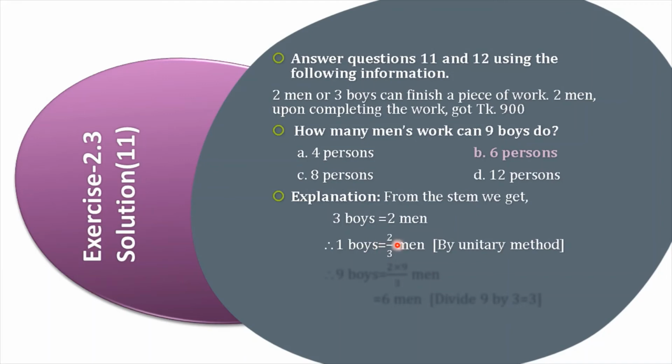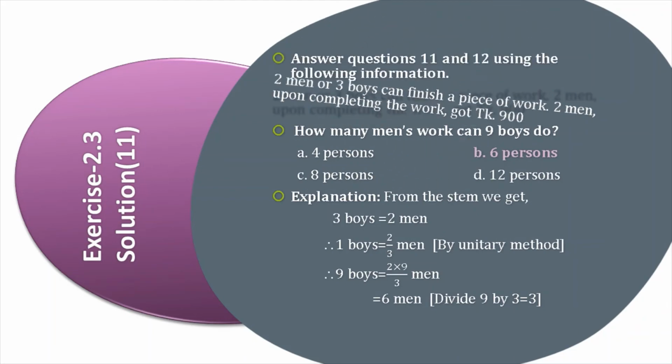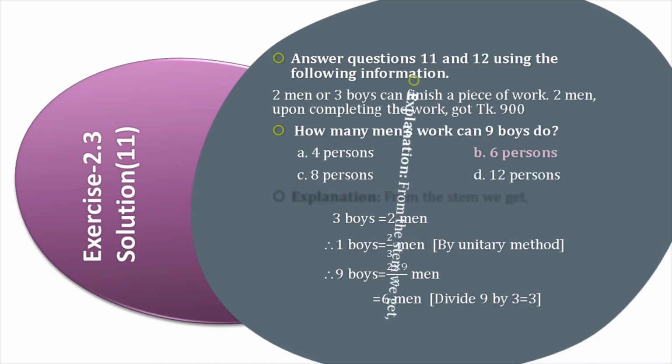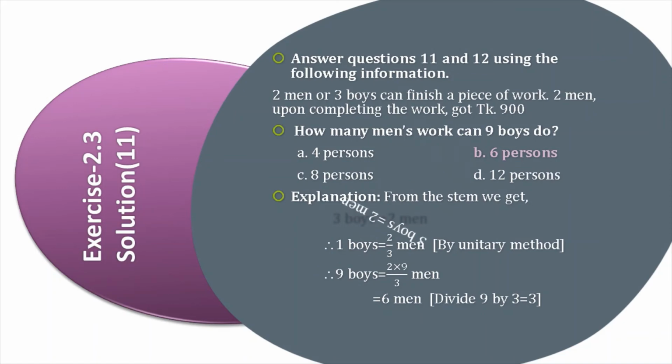So 1 boy equals, obviously it is less, so 2 divided by 3 men by unitary method. And 9 boys equals, obviously it is more, so 2 multiplied by 9 divided by 3. If it is more we will do multiplication, and if it is less we will do division. So that is our desired answer, 6 men. Divide 9 by 3 equals 3. So my dear students, that is solution number 11. We get the answer 6 men from the unitary method we use.